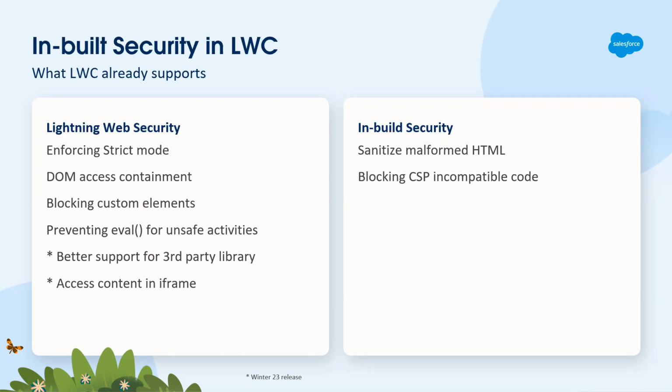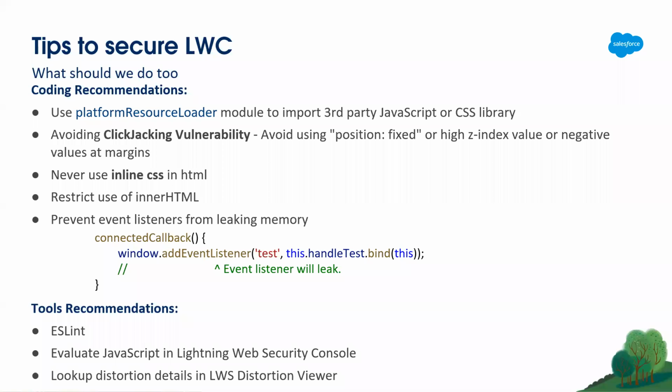We also have built-in security in LWC itself: sanitizing malicious HTML and blocking CSP-incompatible code. I know that if you are working with Experience Cloud, you will definitely face this kind of blocking by CSP. Now, what should we do as part of these recommendations? These recommendations are mainly applicable, as I have seen, to AppExchange product development. If you want to go for your security review, we should definitely adhere to these best practices.